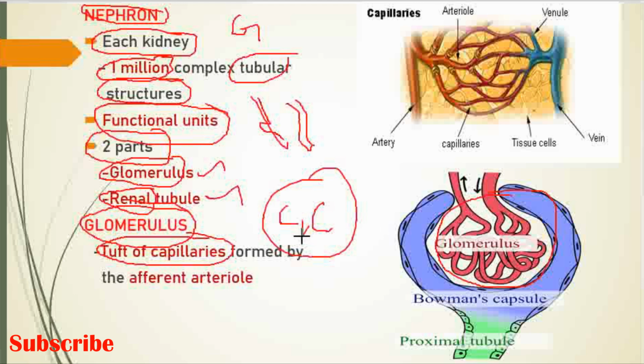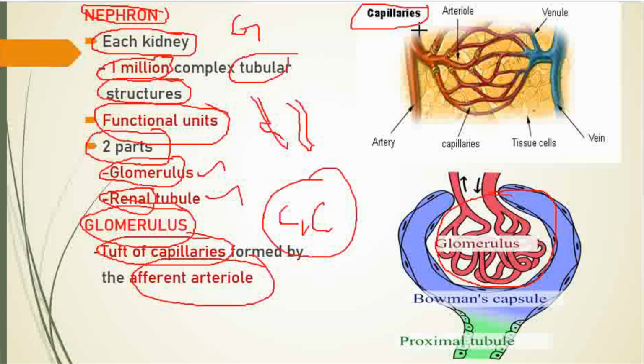It is a tuft of capillaries, formed by the afferent arteriole. Afferent means the one which comes in, bringing to or leading towards an organ. The opposite word is efferent: if it carries away from an organ, we call it efferent. So afferent means directing inwards. Now, capillaries.